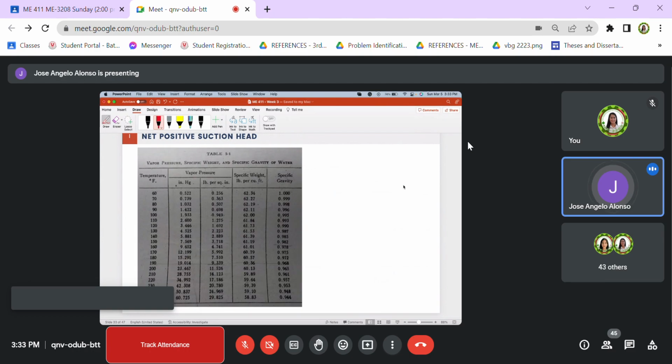Okay, so this is a table to show the relationship between the vapor pressure ng ating fluid or ng water sa temperature niya. So kung makikita natin, the more na tumataas yung ating temperature ng fluid or ng water, so tumataas din yung vapor pressure.